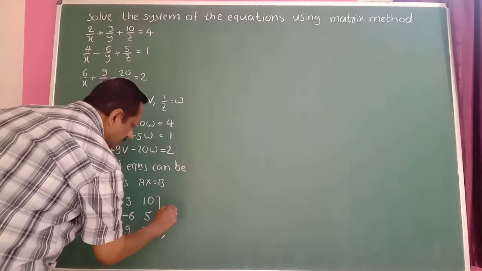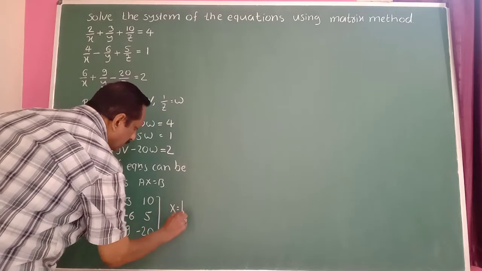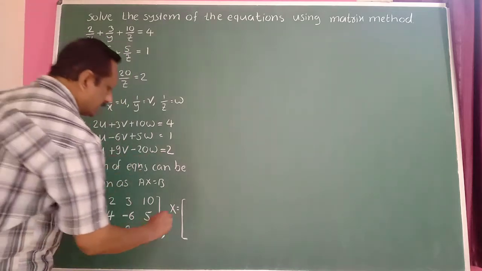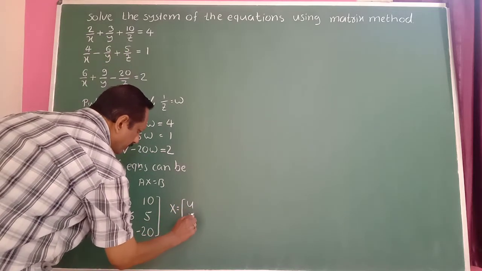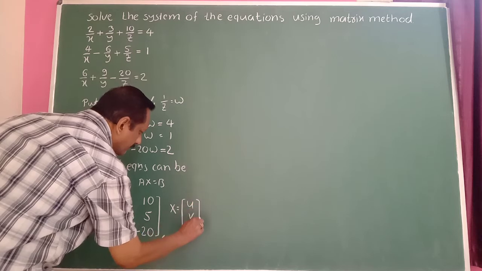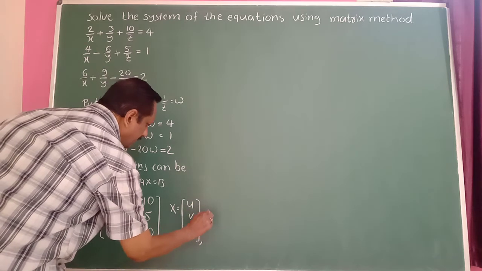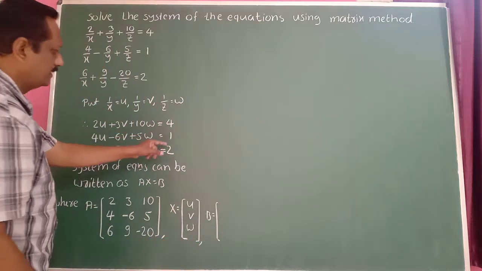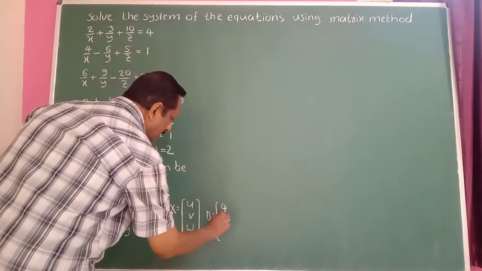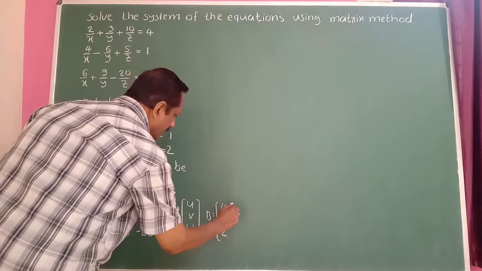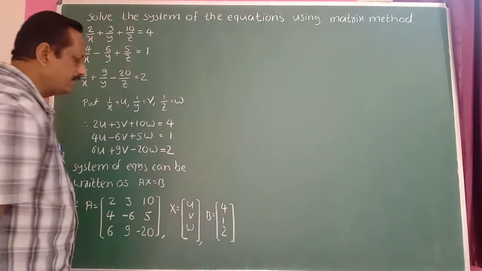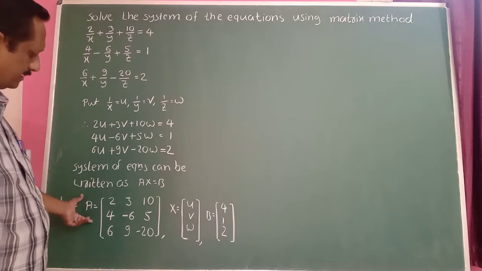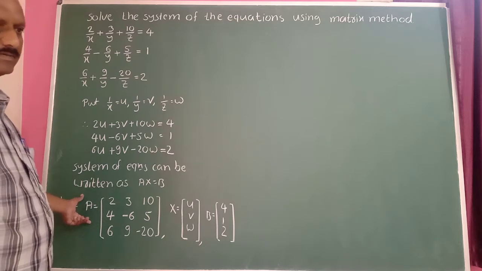Then X is equal to the column matrix u, v and w. Then B is equal to the column matrix 4, 1 and 2. So find here the adjoint of the matrix A and also find its inverse.